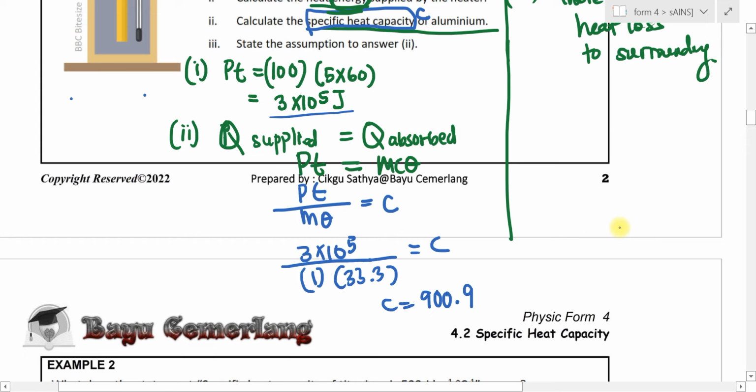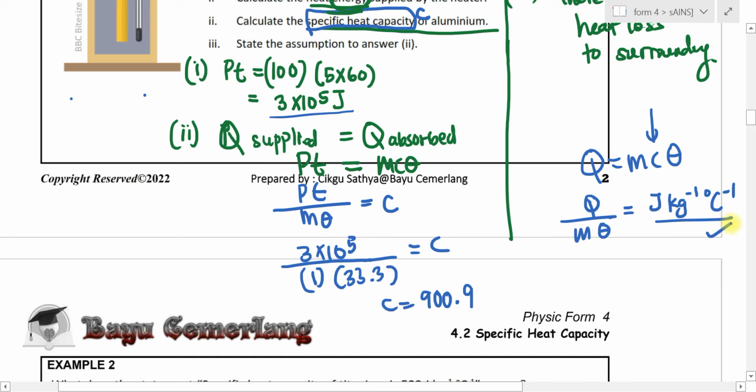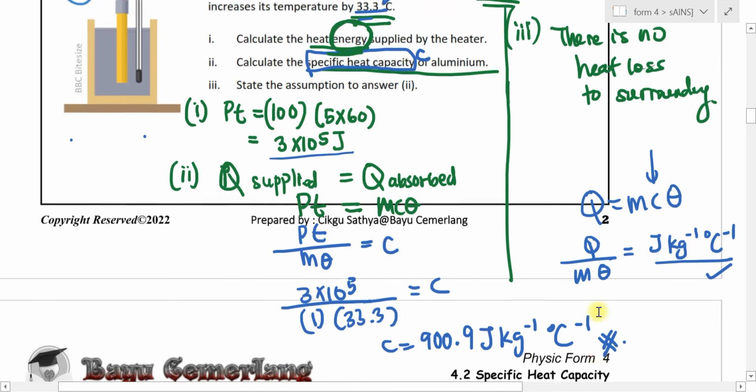Okay. Kalau tak tahu kita kena derive sendiri. Faham? Kalau tengok Q equal to MC theta kan? Okay. C jadi subjek. Q over M theta kan? Jadi Q ni apa unit dia? Joule. Joule, kg. kg kita naik atas negatif 1. J kg negatif 1, degree Celsius negatif 1. Wow. Macam tu. Jangan pelik. Yang tu betul. Okay. J kg negatif 1. Degree Celsius negatif 1. Betul tu. Tak salah. Okay, kamu cuba tengok.